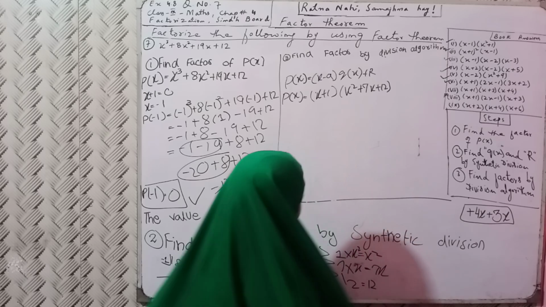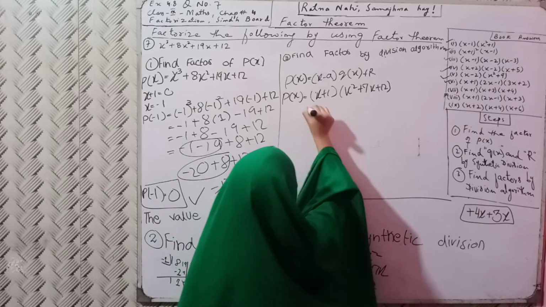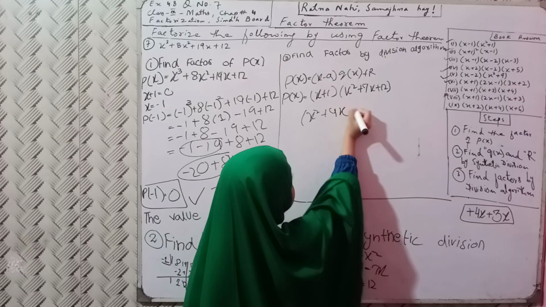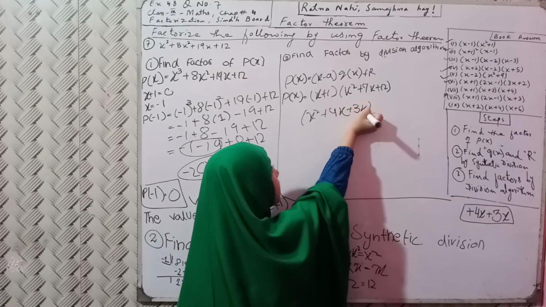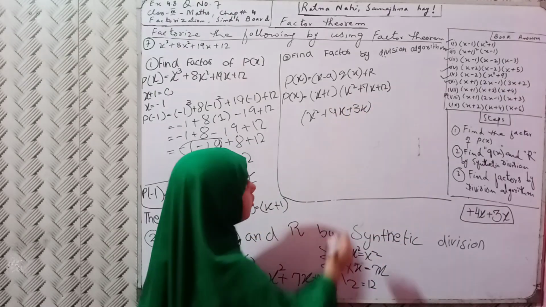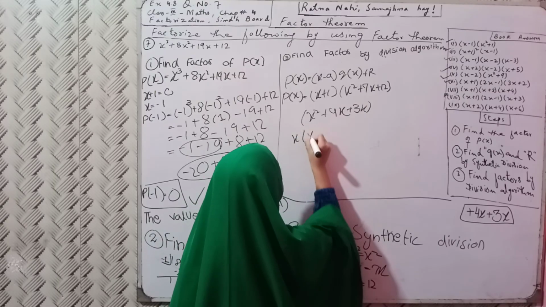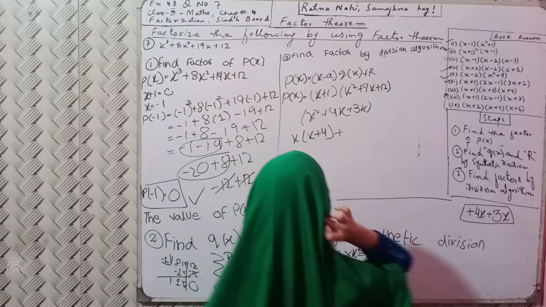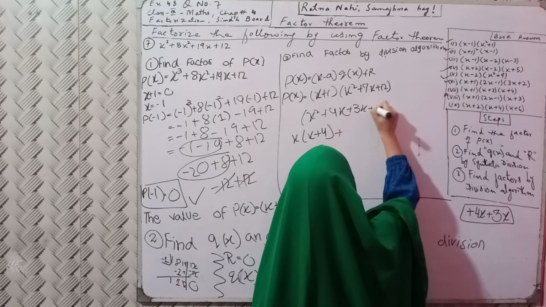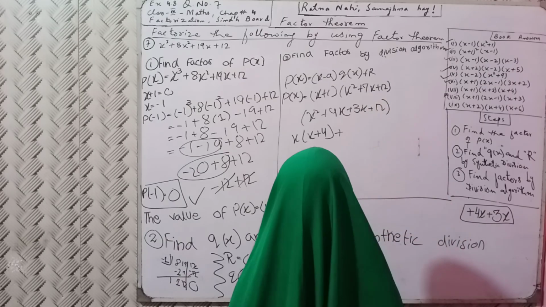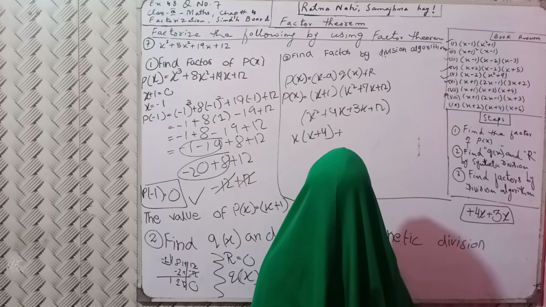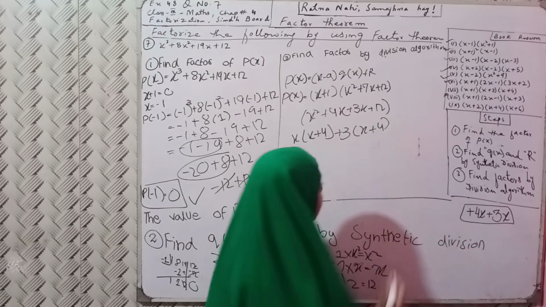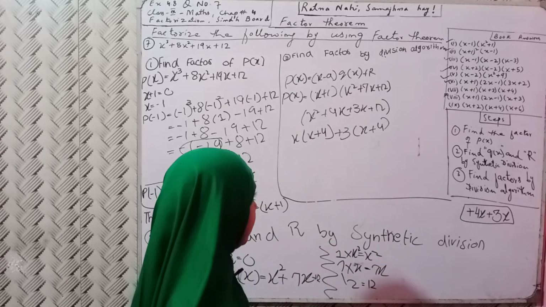The middle term will be broken into two parts. Okay, so we get x square plus 4x plus 3x plus 12. Now we will take common: x will be common and x plus 4 will be remaining, plus 3 times x plus 4. And finally we have taken out our answer.